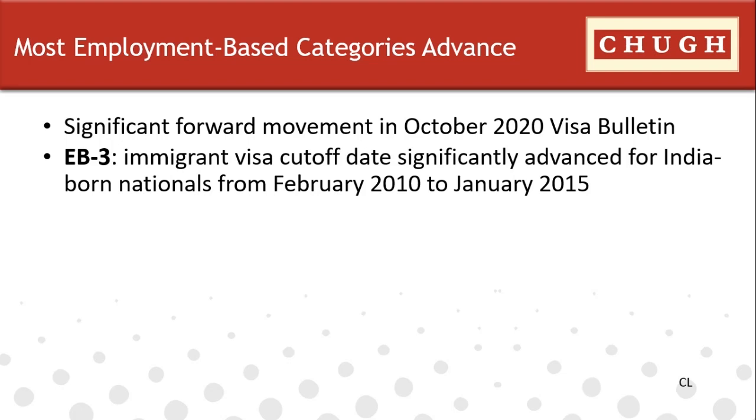This table is called Table A, Final Action Dates. However, in October 2015, the Department of State added an additional table. This table is called Table B, Dates for Filing Employment-Based Visa Applications. This table was added for purposes of filing an application in order to obtain an EAD, known as an Employment Authorization Document, which would allow you to work, and advance parole, which would allow you to travel.